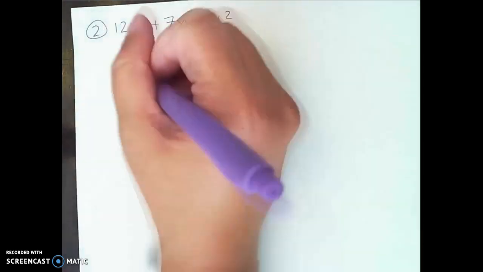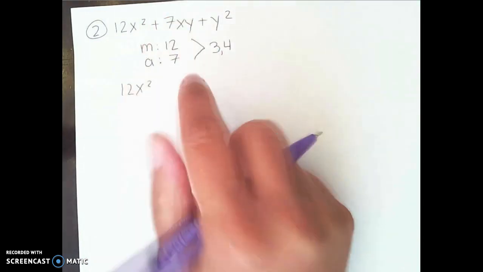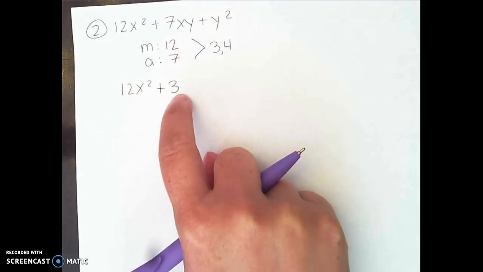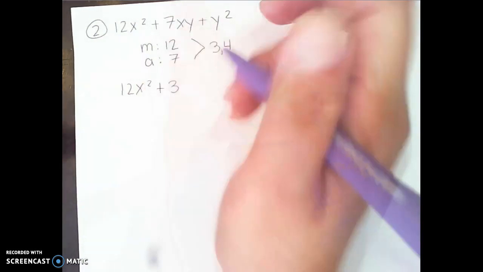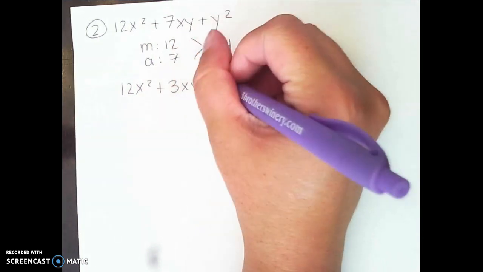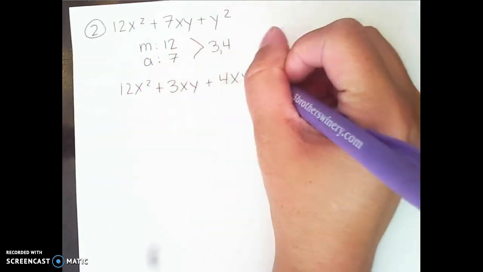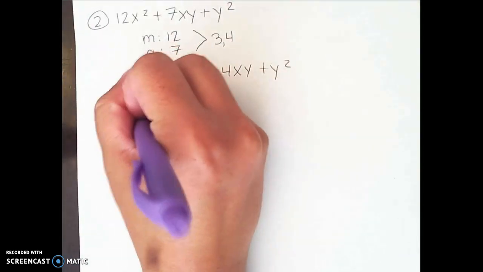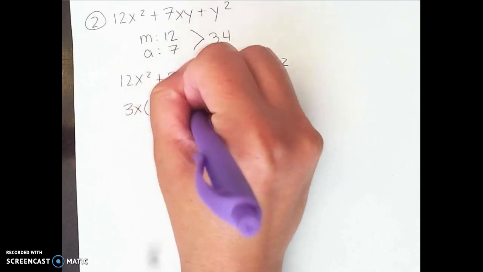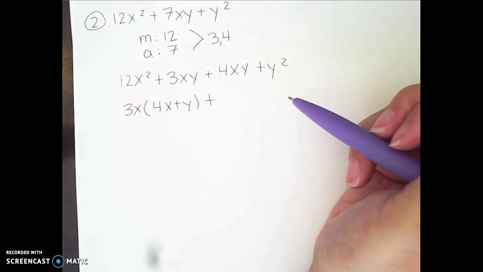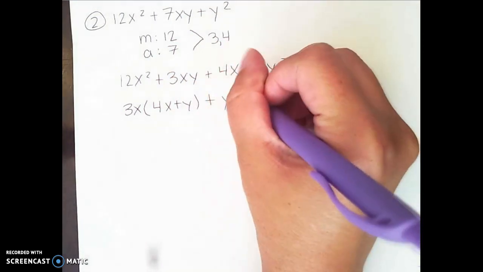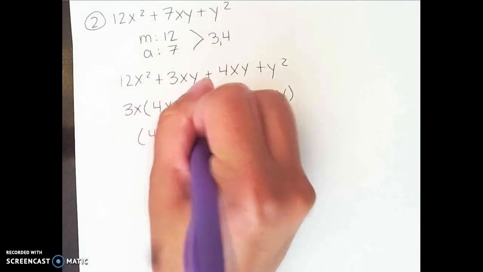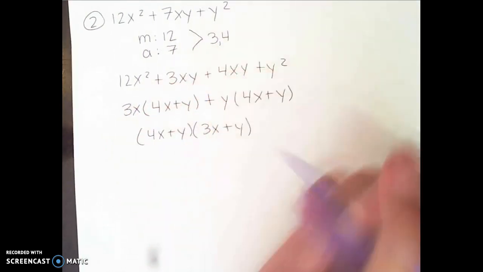So again, I'm just going to rewrite my middle term: 12x squared plus 3xy plus 4xy plus y squared. My variables in the new middle terms that I create have to match the variables in the old middle term. And again, factor by grouping. I can factor out a 3x. I'll be left with 4x plus y. And then I can factor out a y here, 4x plus y again. So I'll have 4x plus y times 3x plus y. And I'm done with that one.